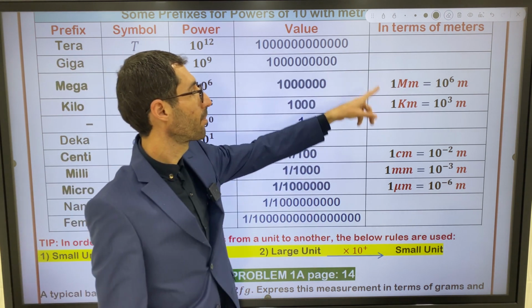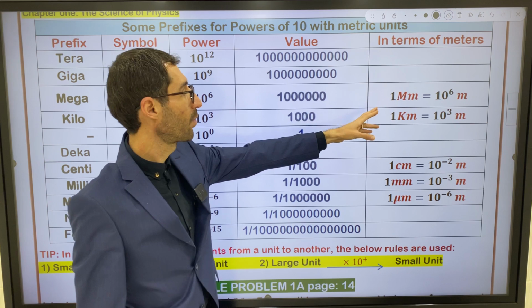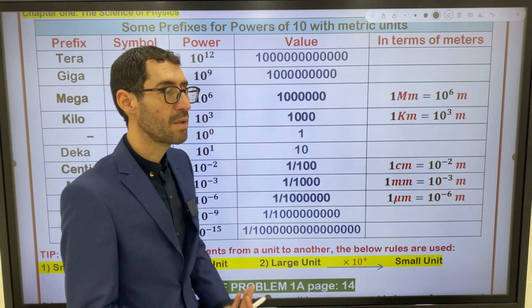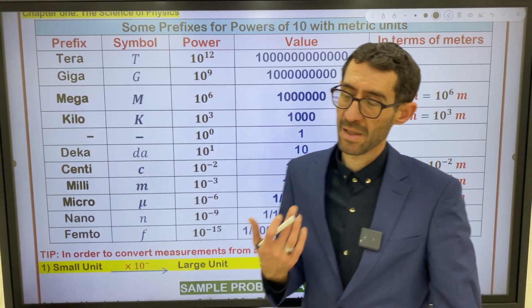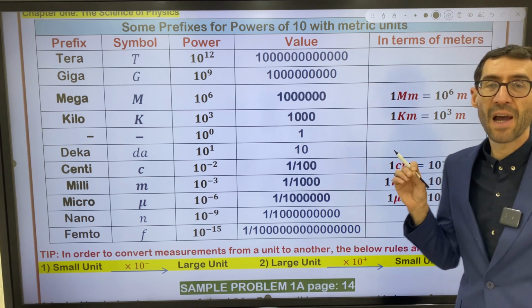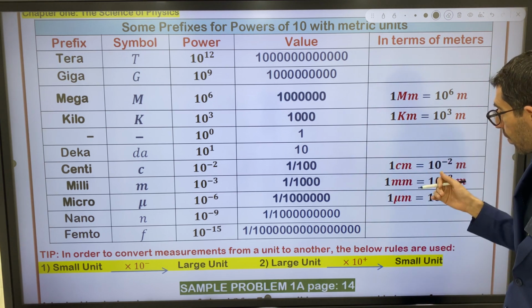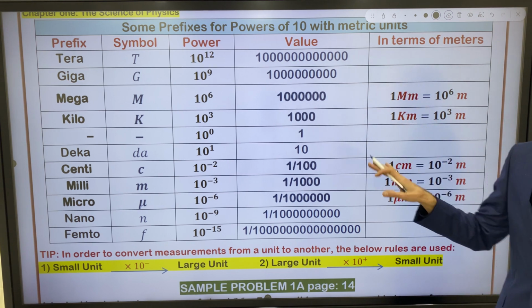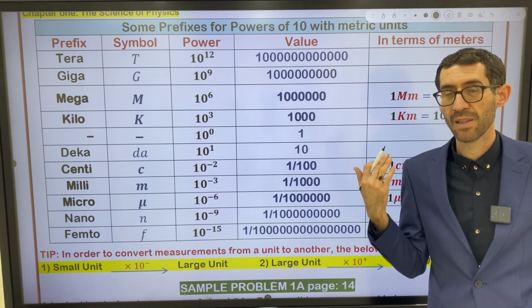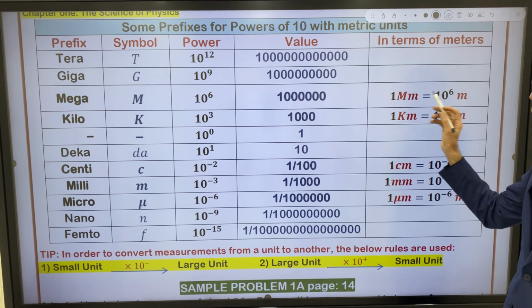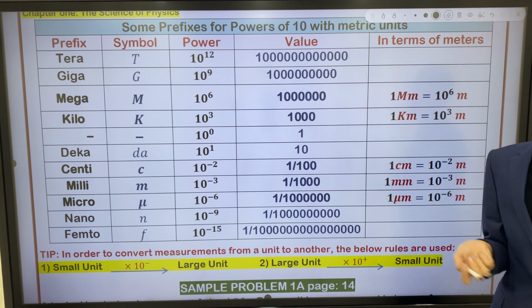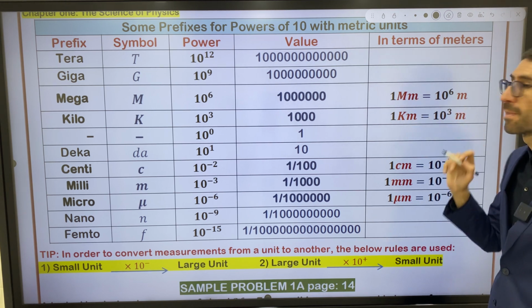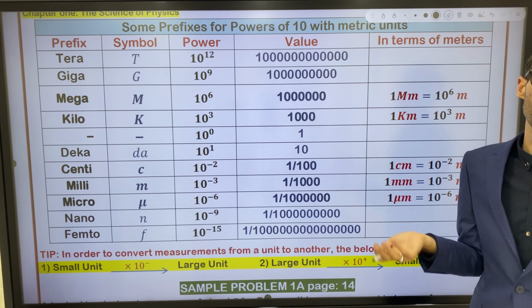Here we have some examples, for example, about the mega. Mega is included for our explanation. You have to know about mega and kilo. I told you centi, milli, and micro. Only 5 of these in the table are required for students. 1 megameter means 10 to the power 6 meters, right? So by using prefix, you can simplify our speech and others understand you.